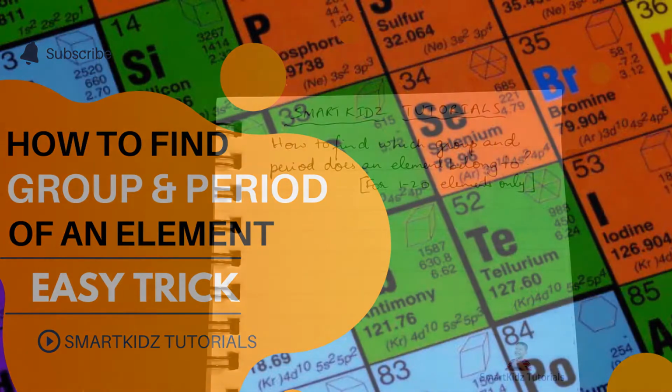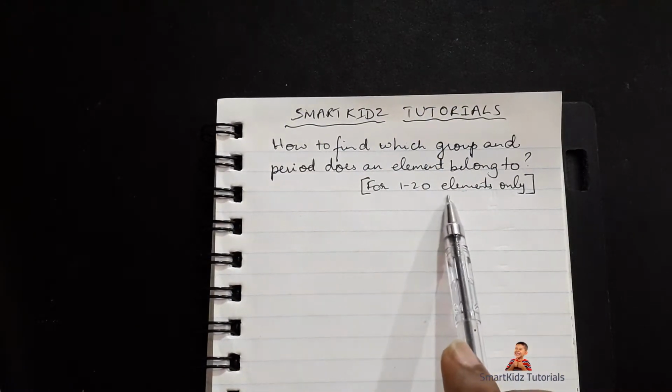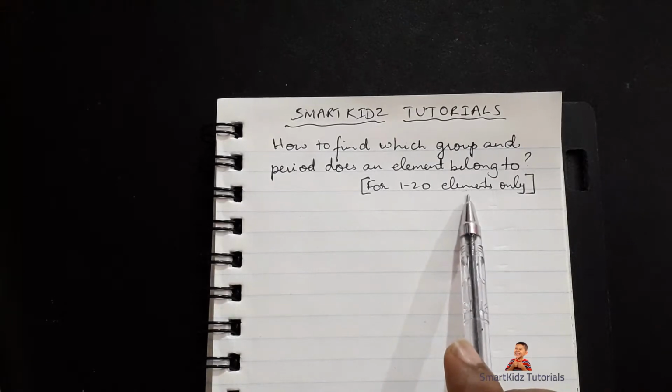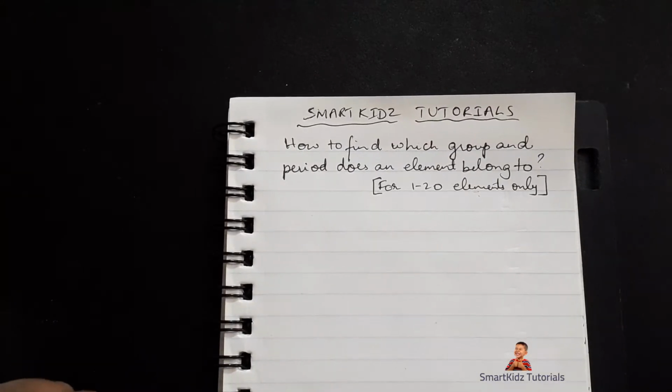In this video, we'll learn how to find which group and period an element belongs to. This trick will be only applicable for elements 1 to 20 and not beyond that. So before we begin, we need to know a few points to remember.